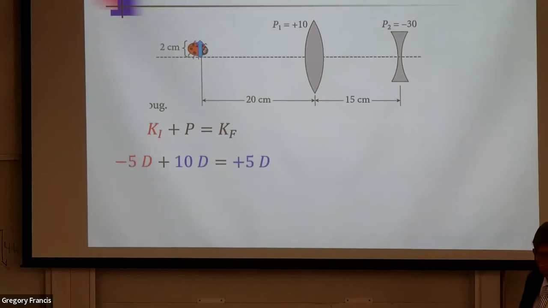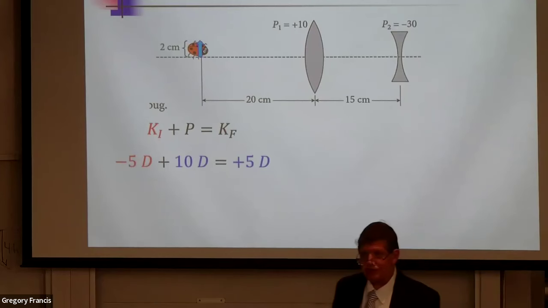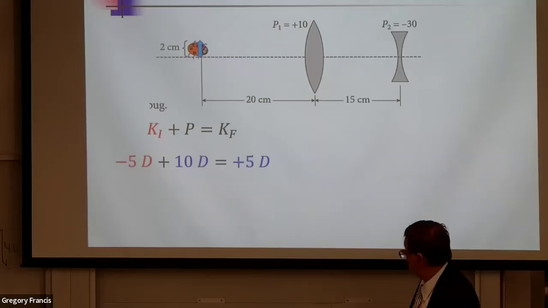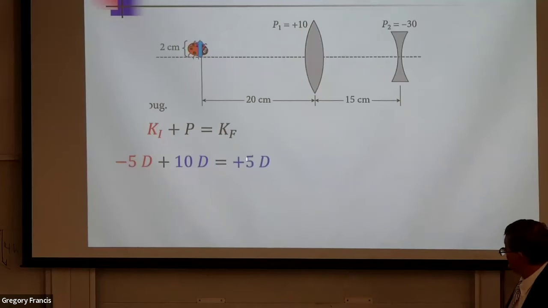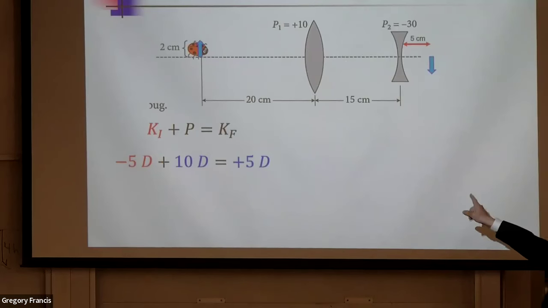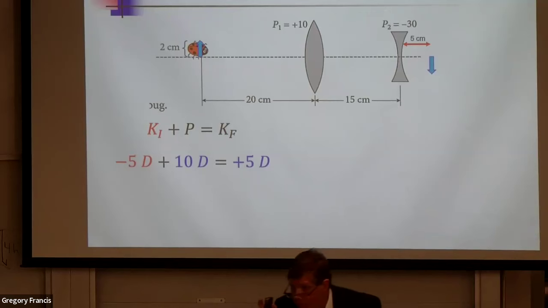Now, we've been here before. This looks a whole lot like what we saw with the last problem. And so I expect that my image from this first lens is going to be 20 centimeters to the right of this lens. Well, 20 centimeters to the right of that lens is going to be over here. Okay. Now, that never gets there. That's what it would appear if this lens were not there. But it is.